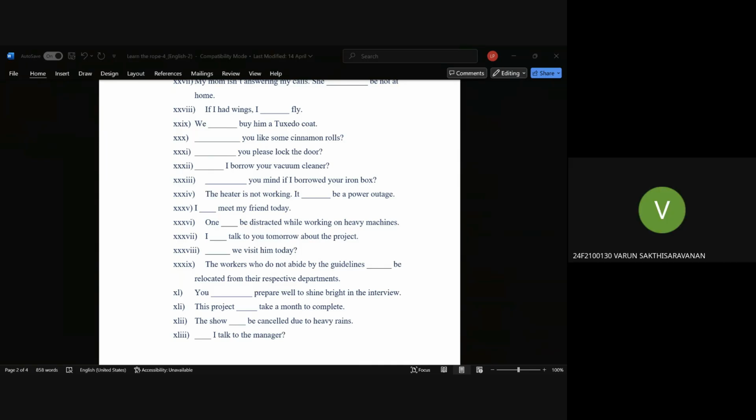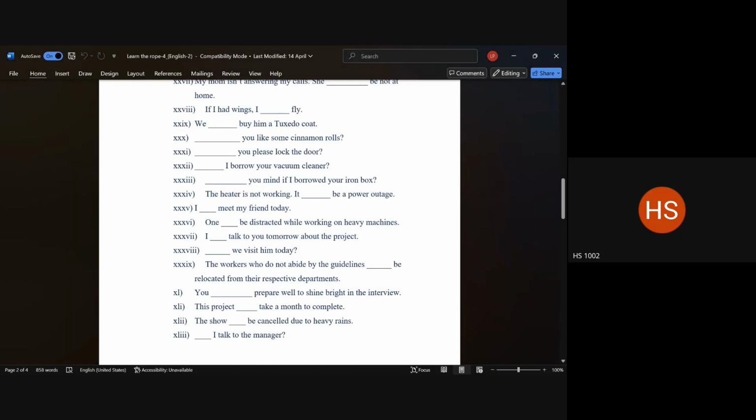Will you please lock the door? Yeah, that's right. Okay, I think all those possibilities were covered. Ma'am, we should use shall, I think. No. Shall you please? Shall is wrong. Shall we cannot use here. There's no such construction like that. We don't use shall in such blanks.